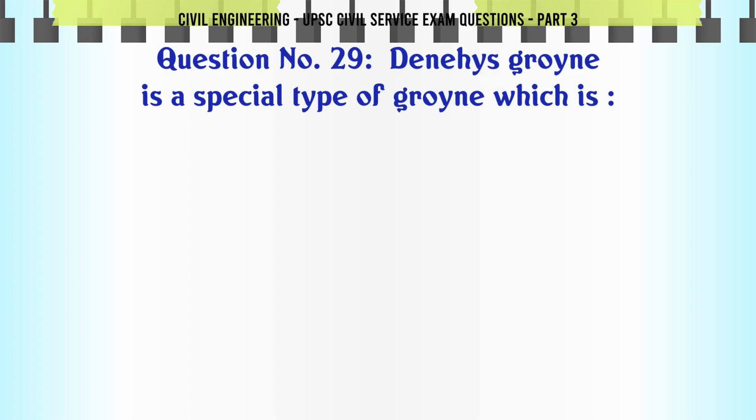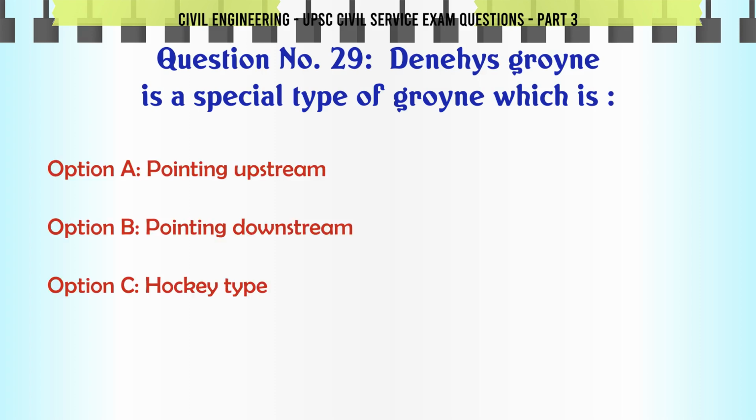A Heise groin is a special type of groin which is: A, pointing upstream; B, pointing downstream; C, hockey type; D, T-headed.